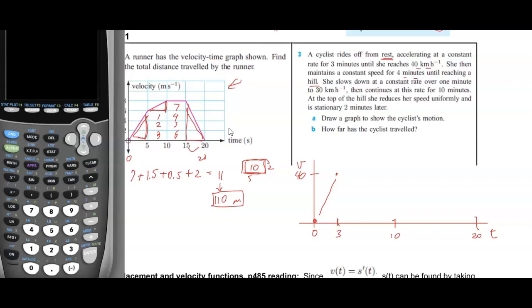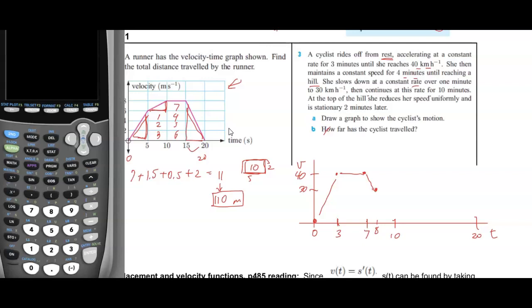Then she maintains a constant speed for 4 minutes until reaching a hill. So 4 more minutes would be until 7. Constant speed would be flat at 40. She slows down at a constant rate over 1 minute to 30 kilometers an hour. So she's going to reduce speed over 1 minute from 7 to 8, okay, at a constant rate. So that's a straight line.